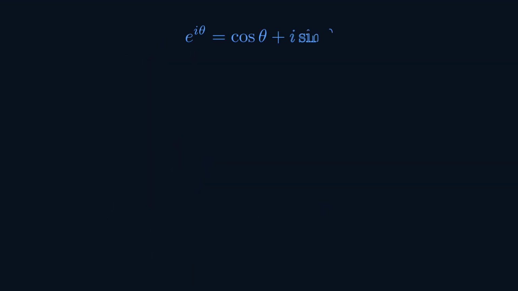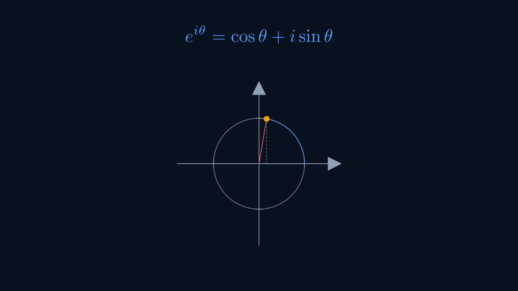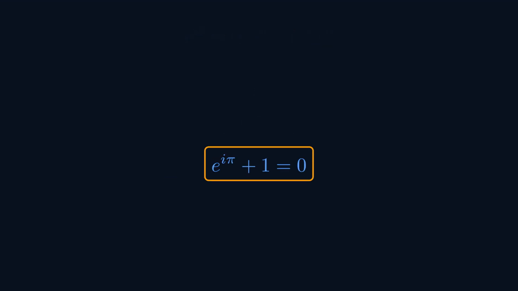The bridge between these two worlds is Euler's formula, e to the i theta equals cosine theta plus i sine theta. As theta sweeps from 0 to 2 pi, e to the i theta traces the unit circle. The x-coordinate is cosine theta, the y-coordinate is sine theta. At theta equals pi, we land at -1. This gives the famous Euler's identity, e to the i pi plus 1 equals 0, connecting 5 fundamental constants in one equation.